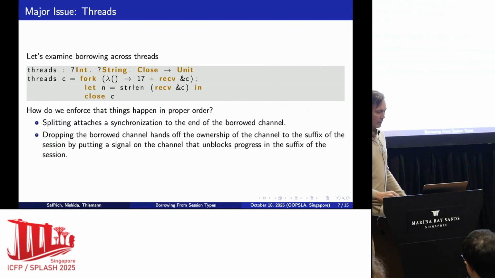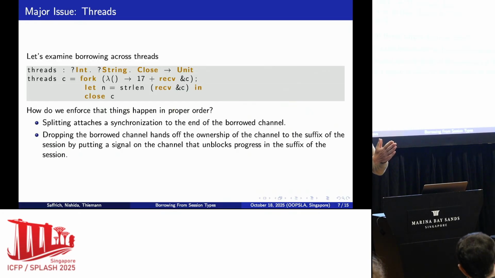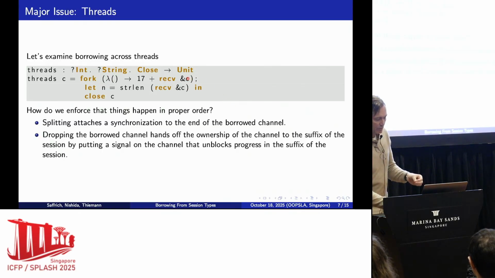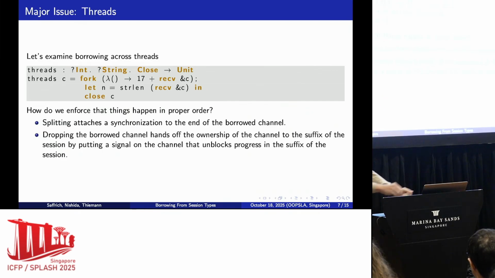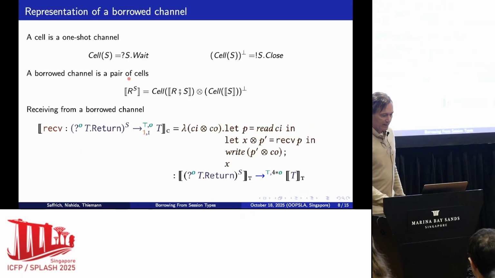So essentially what happens is, if we are finished with the borrowed channel, then we are actually handing off ownership of the underlying primitive channel to the next guy down the line. So essentially, when we're doing this receive here, in addition, we are dropping the channel and passing on the underlying primitive communication channel to this next receive. So how does that happen?